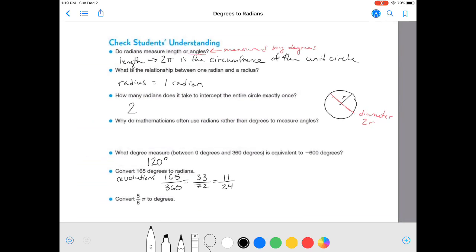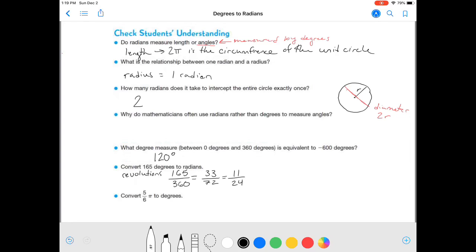Now we're going to have to multiply that revolution by 2 pi to give us our measure in radians. 11 times 2 is 22, so we have 22 pi over 24. And again, we're going to simplify this fraction to 11 pi over 12. So 165 degrees is 11 pi over 12 radians.